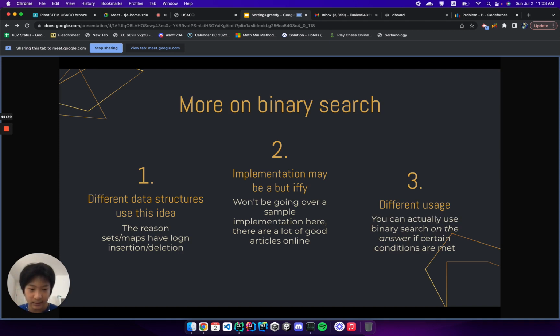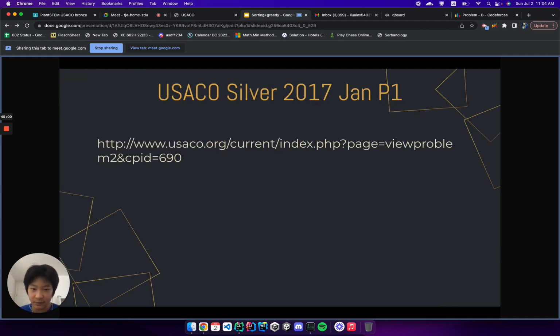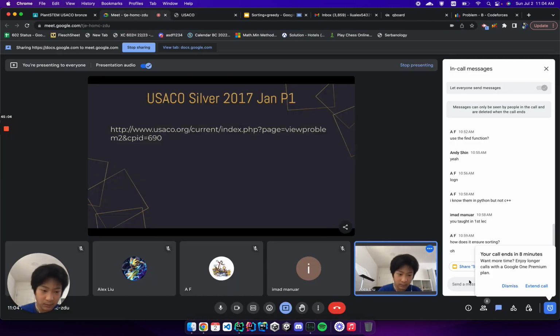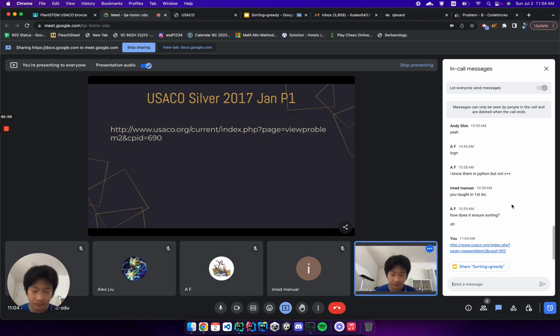And then, so far we've binary searched on an array, right, to find the value. What we can actually do is use binary search on the answer to see if certain conditions are met. And I have an example of that, which I'll send in chat for you guys to look at.